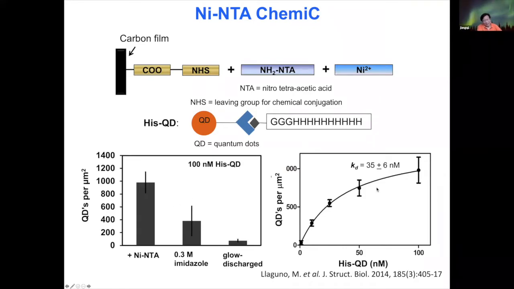And based on our estimation, because of the entropy-related steps, our estimated affinity is about 35 nanomolar, which is about 200-fold higher than the affinity measured in solution. Exactly what we expected from thermodynamic calculation.